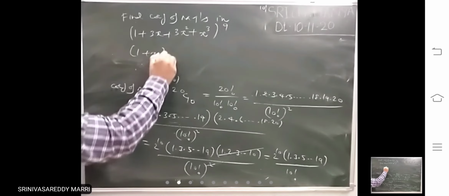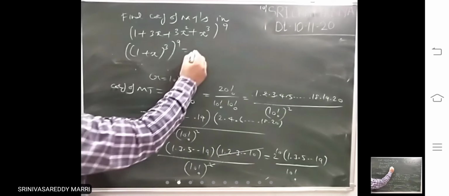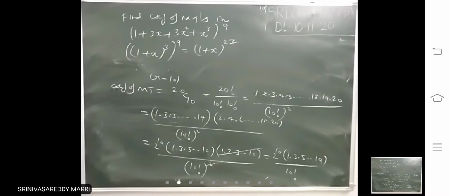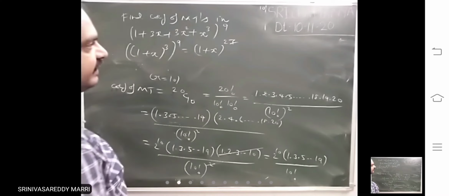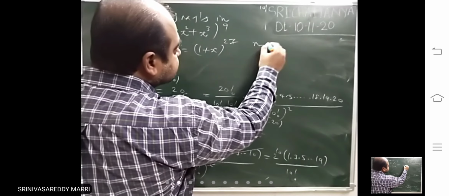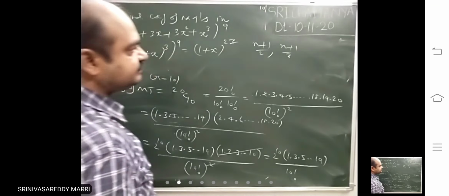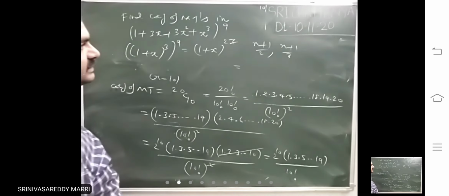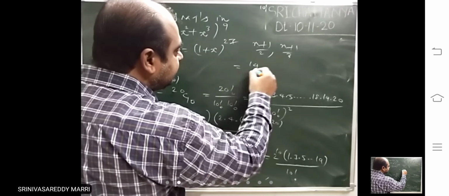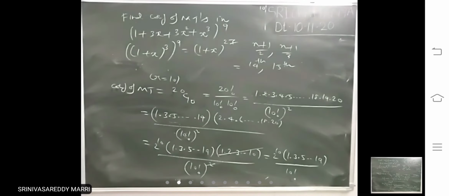This is nothing but (1 + x) whole cube, a perfect cube. That means this is nothing but (1 + x) to the power 27. So what is n here? n is odd. That means the (n+1)/2 th and (n+3)/2 th terms are the middle terms. (n+1)/2 means 28 by 2, so the 14th and 15th terms are the middle terms.